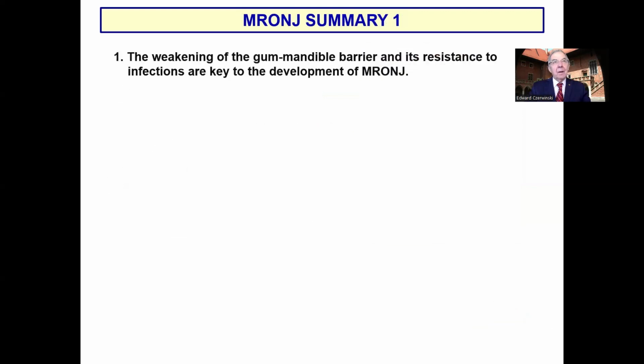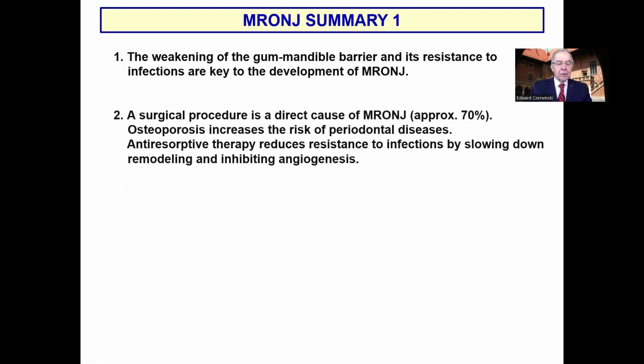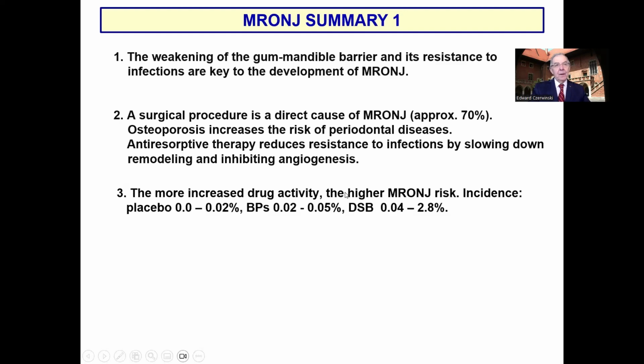So, summing up, the weakening of the gum-mandible barrier and its resistance to infection is the key to development of medication-related osteonecrosis of the jaw. Surgical procedure is the major cause, approximately 70%, and osteoporosis itself is a risk factor because it increases the risk of periodontal diseases. In addition, antiresorptives reduce the resistance by slowing down bone remodeling and inhibiting angiogenesis. The more increased drug activity, the higher the MRONJ risk.